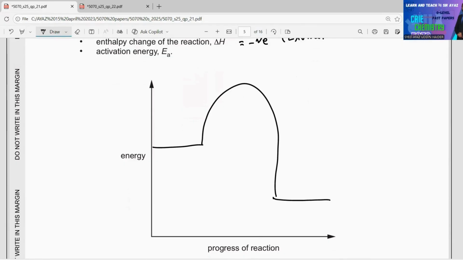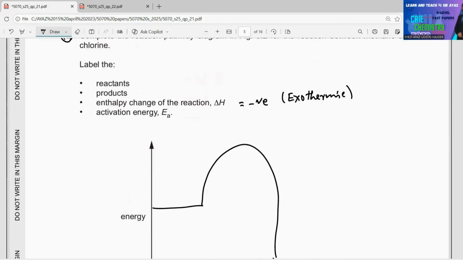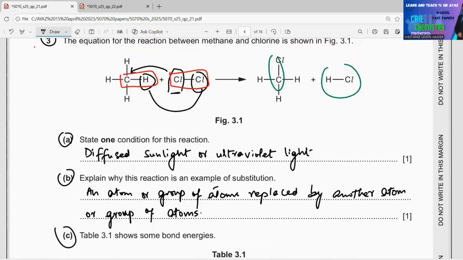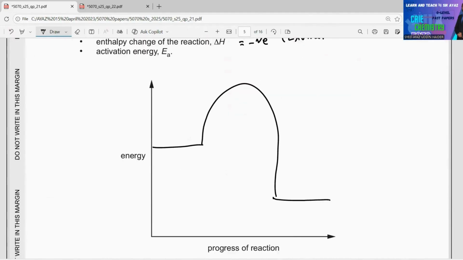And what they are saying in the question is that you have to label the reactants. So what reactants are you having? You are having CH4 and Cl2. So you have to show it like this.